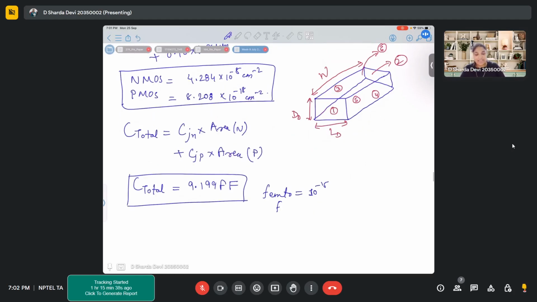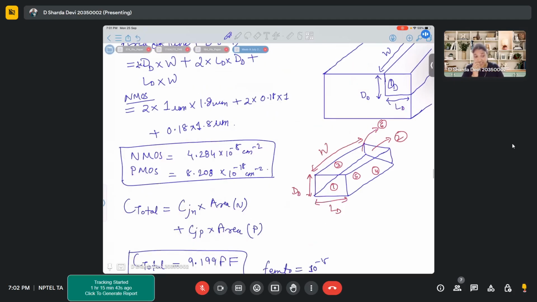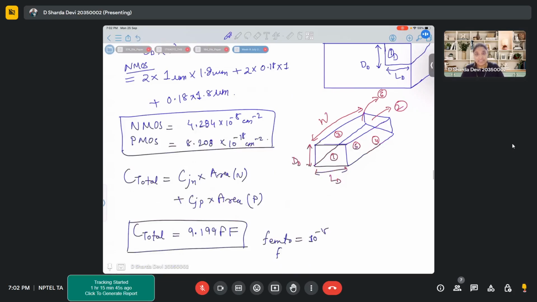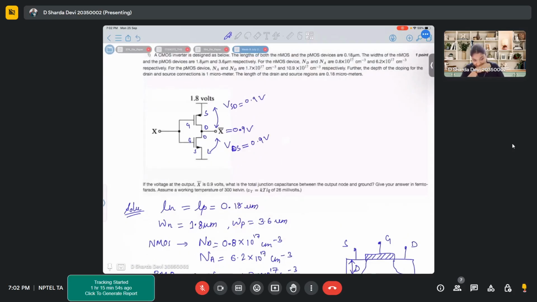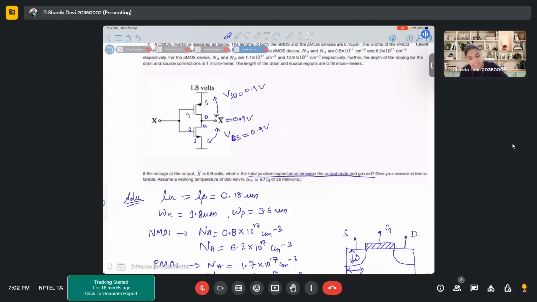So this is the total capacitance, or to be very specific, the total junction capacitance that we see in this particular transistor. Okay. This is the total junction capacitance, because we were asked to calculate the total junction capacitance between the output node and ground. The terminal that appears at the output node is the drain, and that's why we calculated the drain capacitances. Okay.